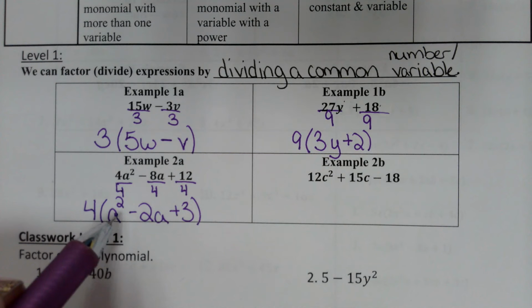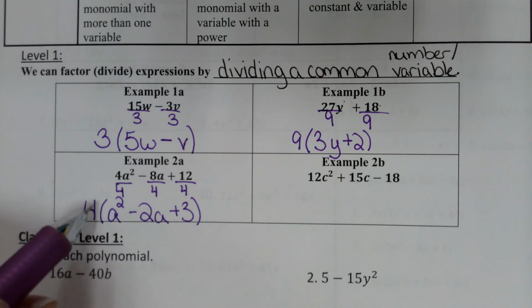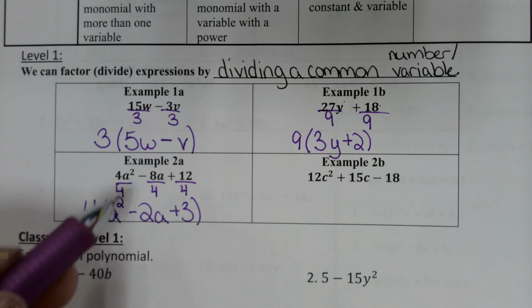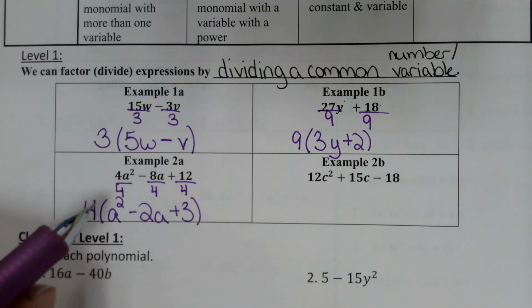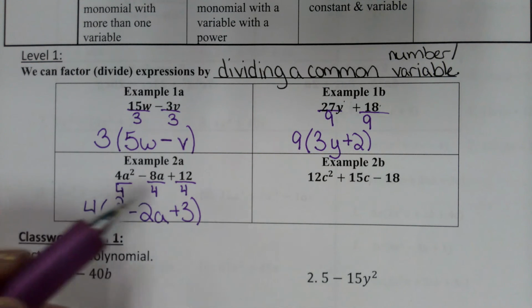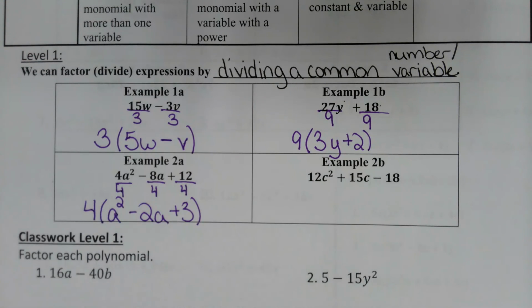I can also check to see if I did my division correctly by mentally multiplying that 4 into each of these terms. 4 times 4a, that's 4a squared. 4 times negative 2a, that's negative 8a. 4 times 3 is 12. We could do that with any of the ones when we're taking out our GCF.